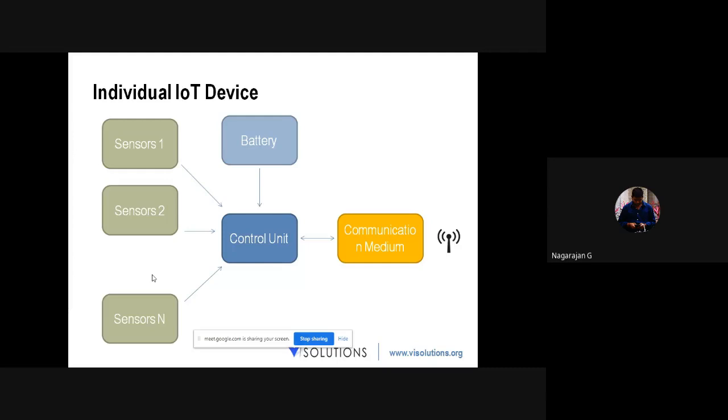When you say a control unit, it's going to be an electronic device, and when the device has to work, it needs a power supply. Only then can the system work, and for that you can make use of a battery. Next is the communication medium, where your hardware or system should have the capability to communicate with other systems using the internet as a medium. All these together form an individual IoT device.